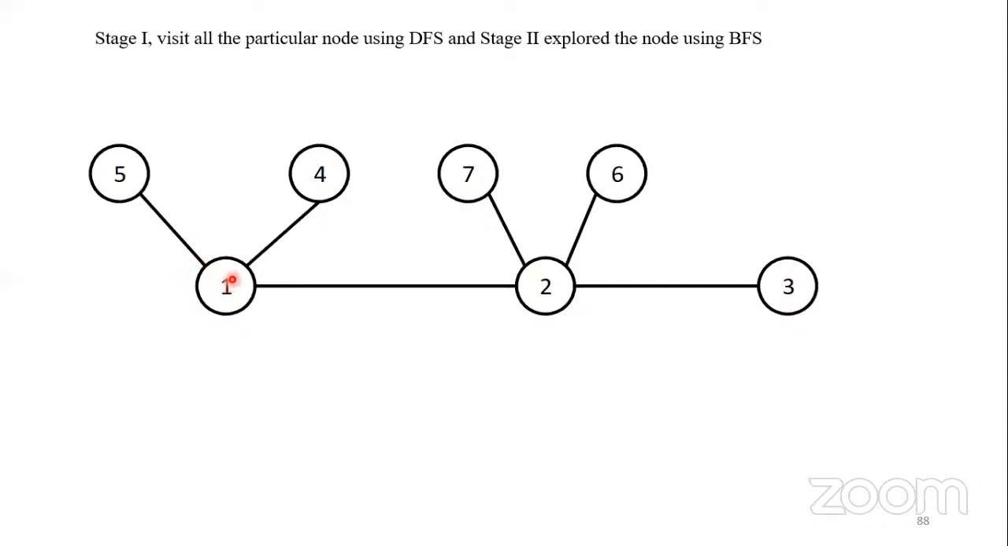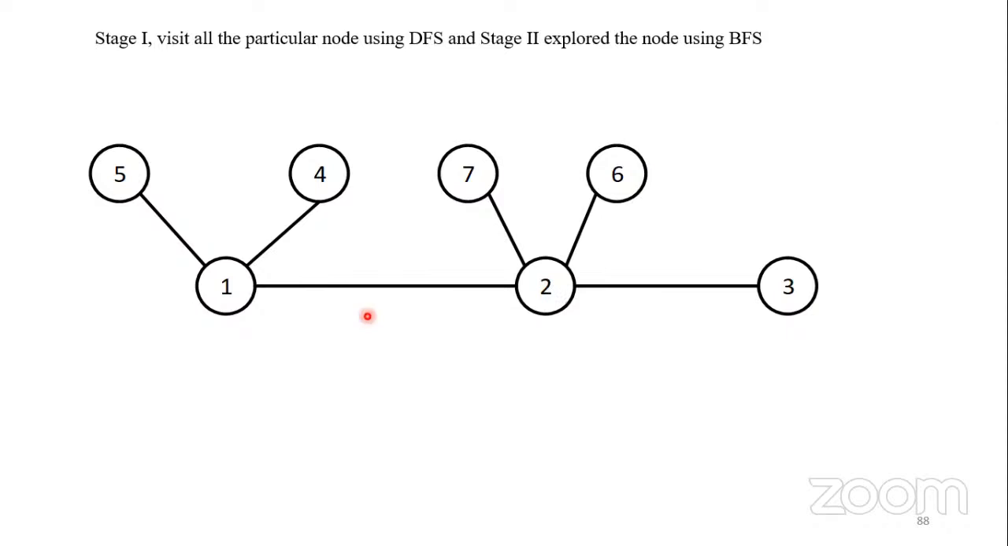So suppose in stage one, what will happen? If you are using depth first search here, it will go to 1, but it will not explore. Again it will go further, and again it will not explore. Again it will go to 3, and again it will come back to 2, and again go to 6, and again 7. So this is the process of the depth first search method. It is not going to explore this node; it will go directly to the second node.